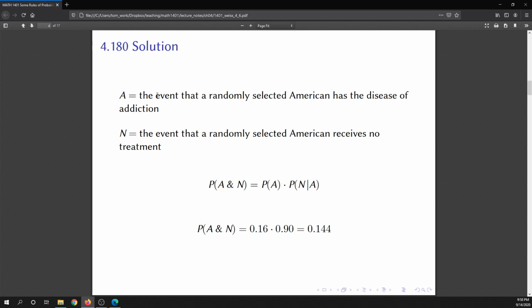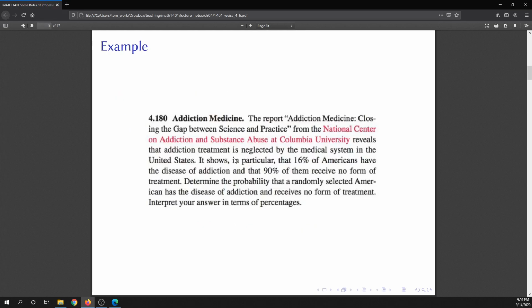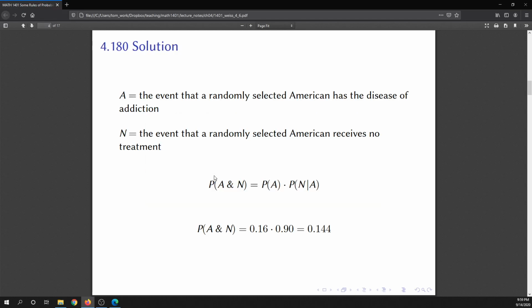First off, the probability of A is the probability that a randomly selected American has the disease of addiction. If we go back and look at the problem, it says, in particular, 16% of Americans have the disease of addiction. So if we randomly select an American, the probability that that person would have the disease of addiction is 16%. That's why we have this 0.16 right here. That's the probability of A.